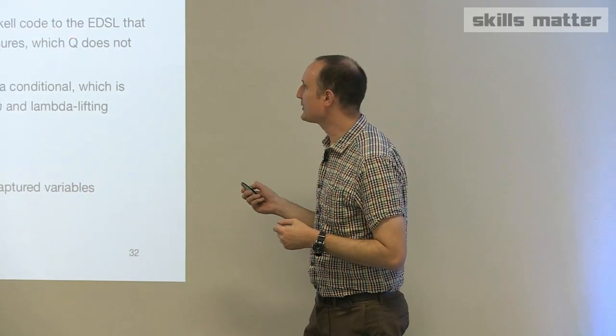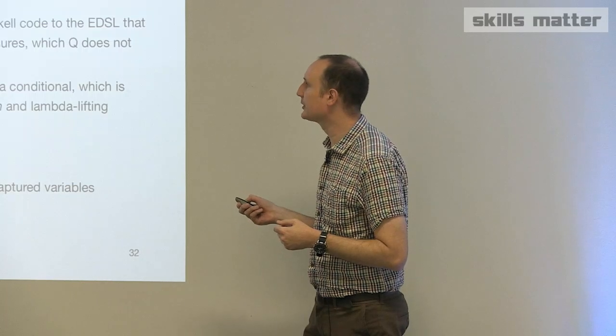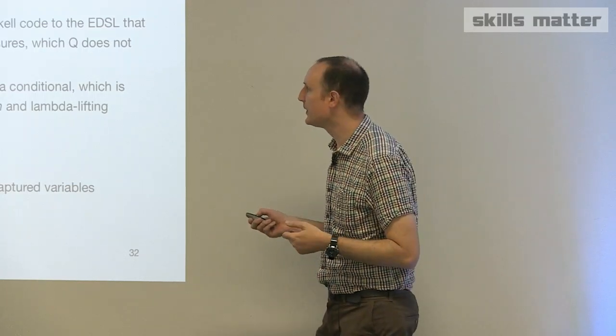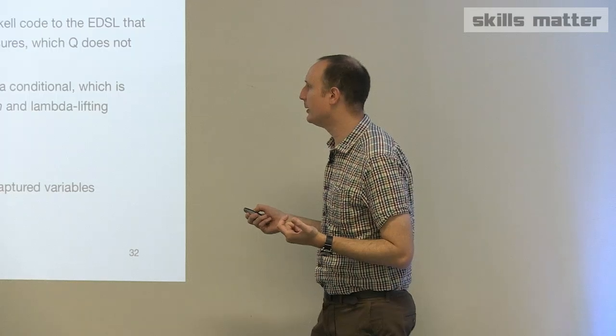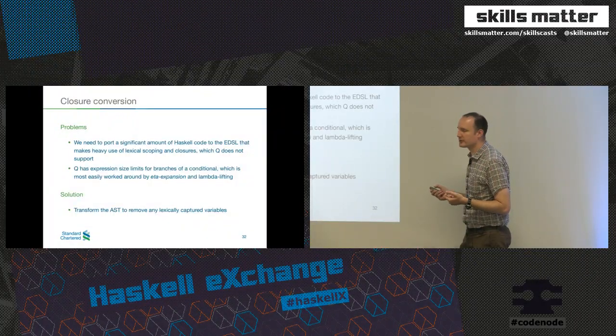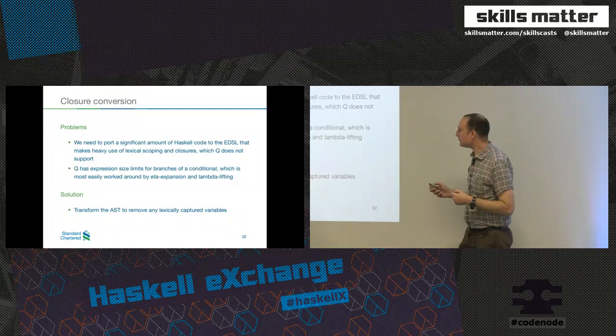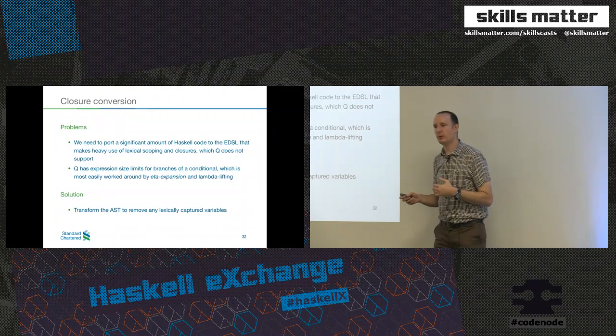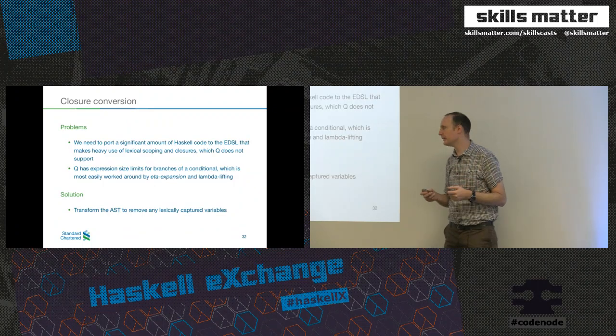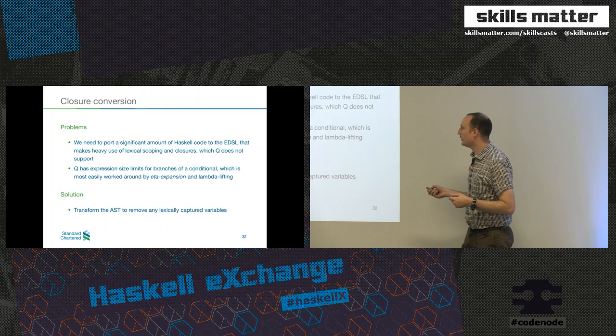There's a significant amount of Haskell code I've talked about that makes heavy use of lexical scoping and closures, and Q, as I said, does not support those. But Q also has expression size limits, and I talked about the branches of a conditional. That we can work around quite nicely by doing a simple eta expansion and lambda lifting, a bit like the join points that Simon was talking about. But both these things require us to basically transform the AST to remove lexically captured variables.